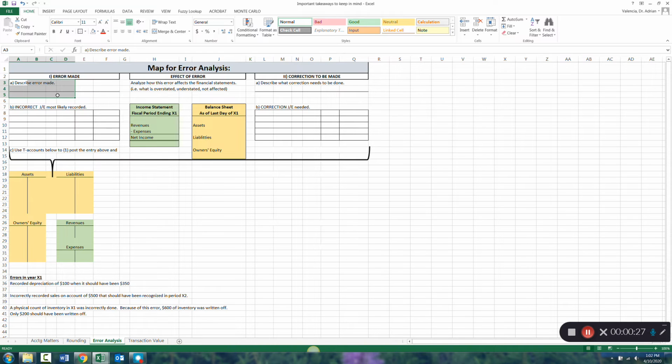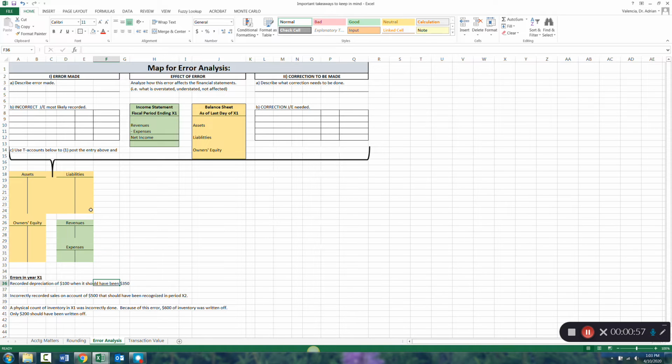So, the first thing I think about is what was the error that was made in the accounting books. And then once I think about what that error was, then I think about the effects that it had on the financial statements or whatever report that you're looking at. And then finally, what is it that I need to do to correct that error? Okay? And it might help to do some T accounts. I just threw a few T accounts here, but for me, I like to visualize in order to see what it is that I need to correct.